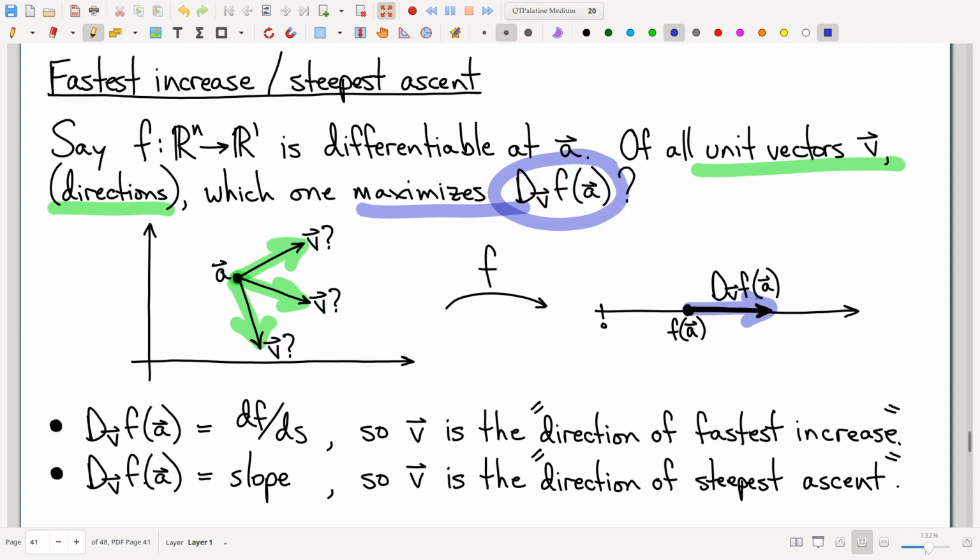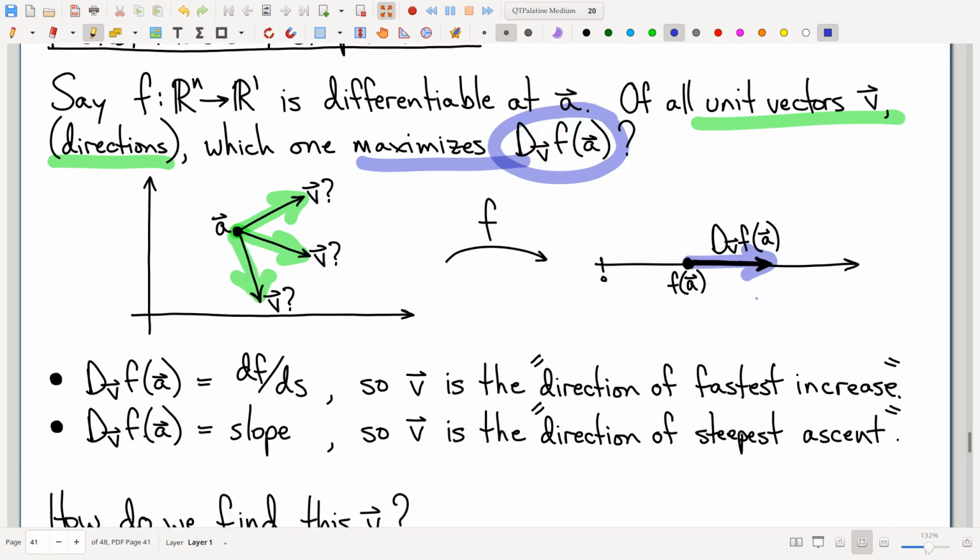Maybe A represents the current state of certain parameters of the business that I'm operating. And maybe F represents profit. Which direction should I start changing those parameters to make profit increase as fast as possible, right? So there are lots of natural interpretations. So it's a very important question. We're going to have to figure out how to answer this question.